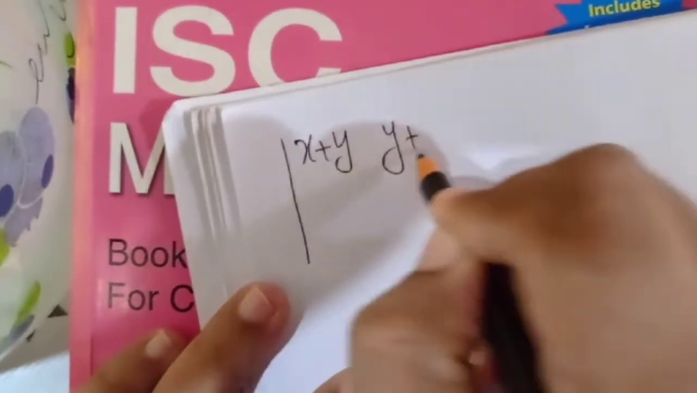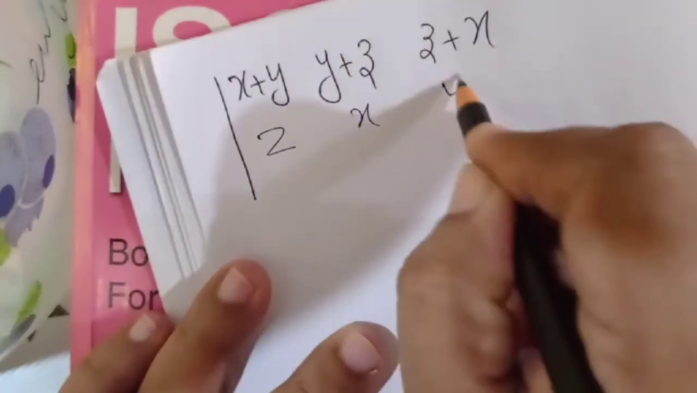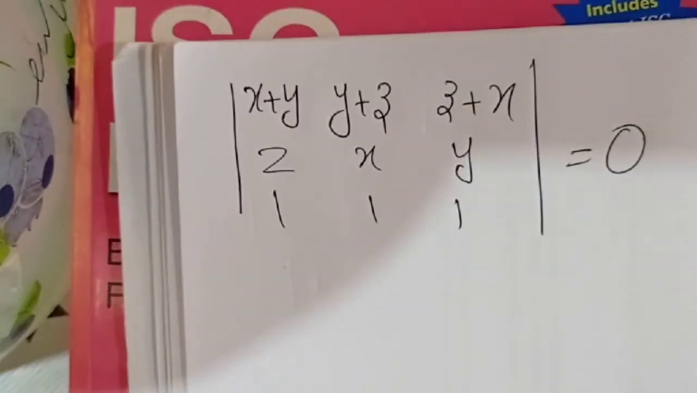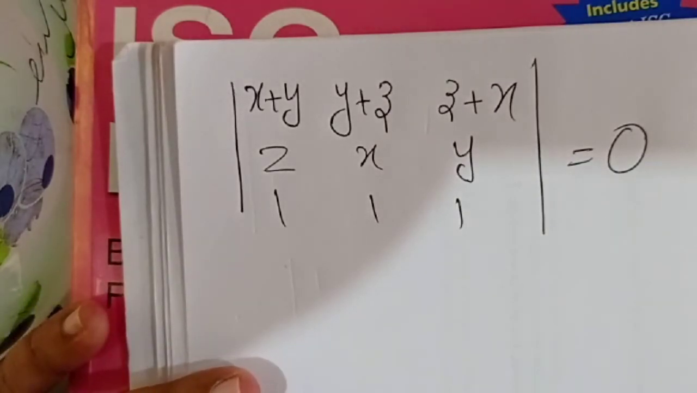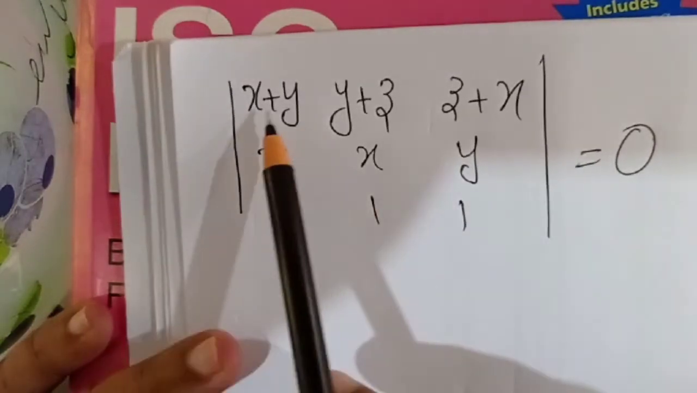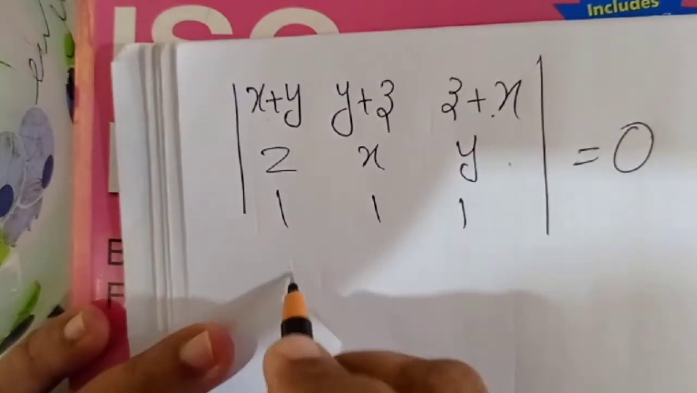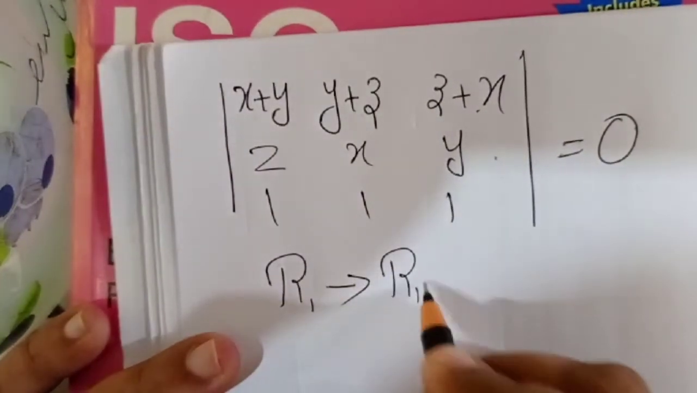One more question. Write down the determinant with rows x plus y, y plus z, z plus x; z, x, y; 1, 1, 1 equals 0. Prove that the value of this determinant equals 0. Look at the question. x plus y, y plus z, z plus x is R1, and z, x, y is R2. R1 changes to R1 plus R2.